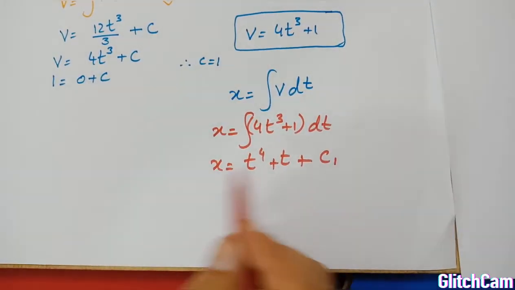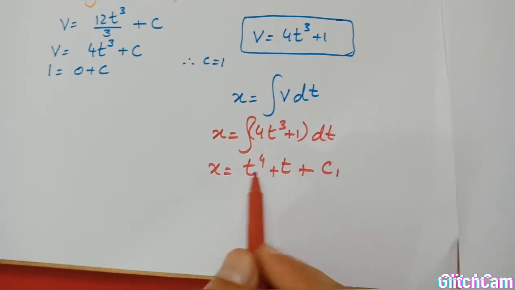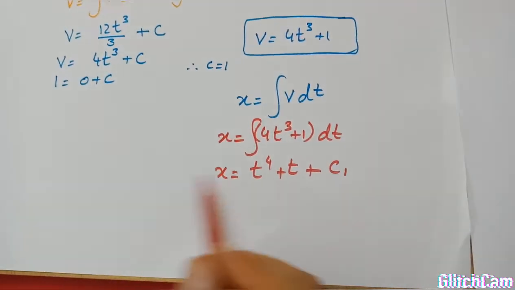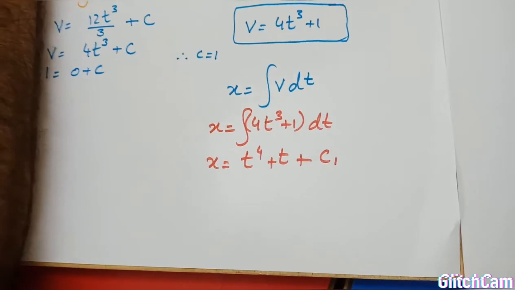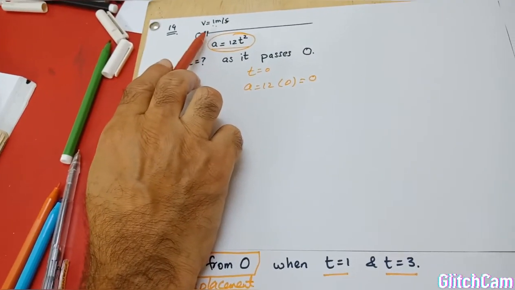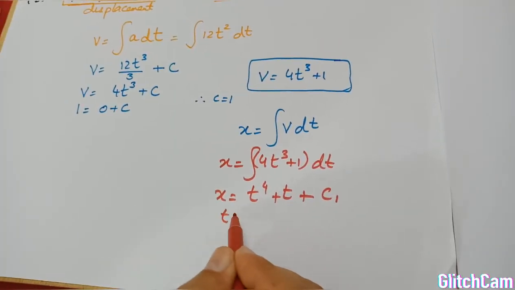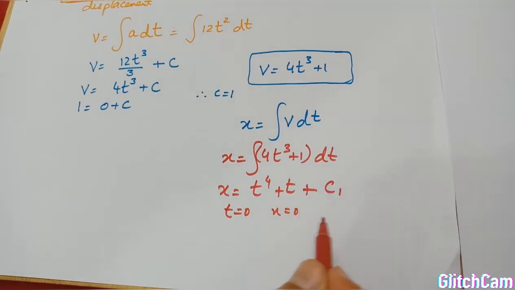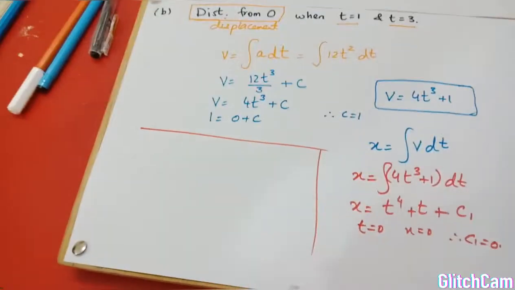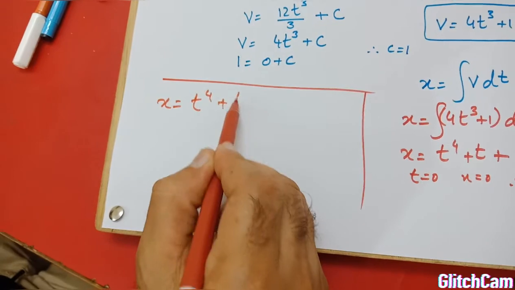Now, do we have any value of the displacement? We need to have the displacement at any given time. We know that it started from O, so obviously the displacement is 0 when the time is 0. So let's put those values here. When time is 0, x is 0, therefore c1 is 0. Now the expression for this displacement is finally t raised to power 4 plus t.